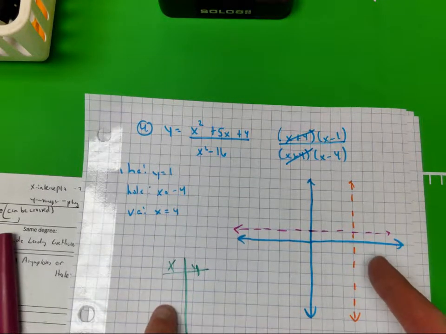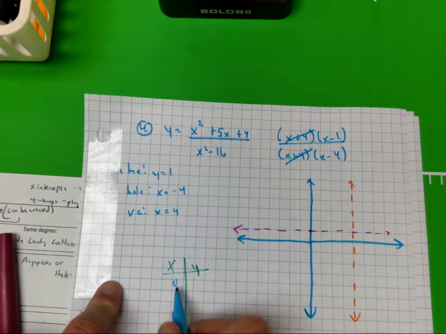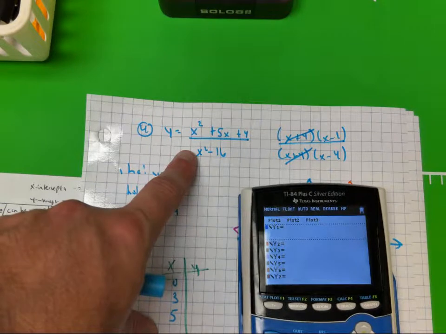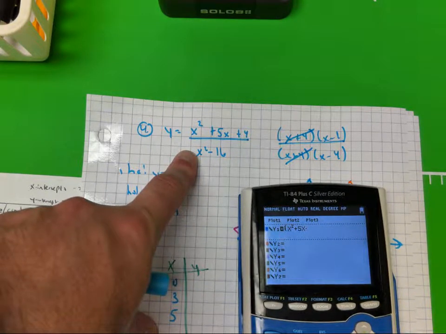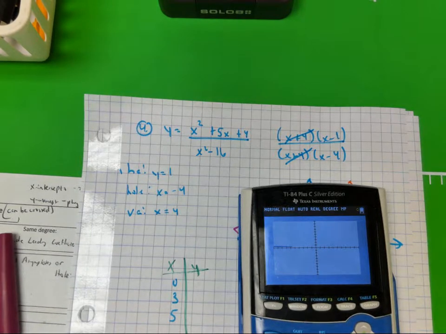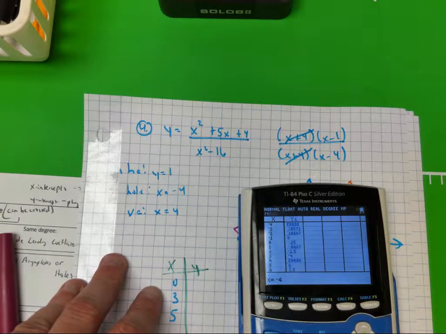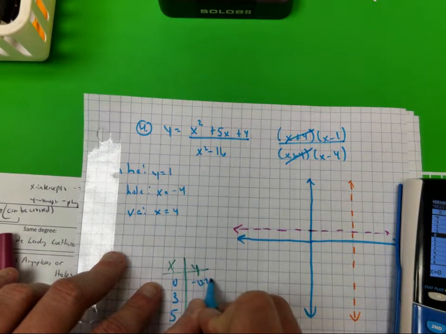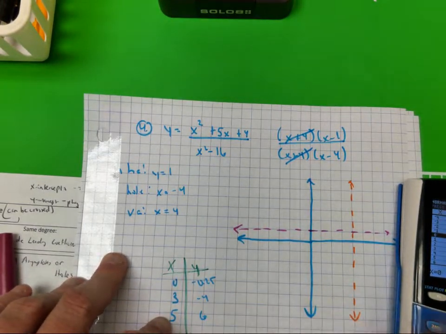I'm going to pick a value to the left and right of the VA. That would be, always include 0, 3, and 5. Now let's graph this to see what's going on. Let's see if it crosses the horizontal. Do you notice the horizontal asymptote, y equals 1, it does not cross it. Alright, so now I'm going to look at my table. Zero is negative 0.25, 3 is negative 4, and 5 is 6.